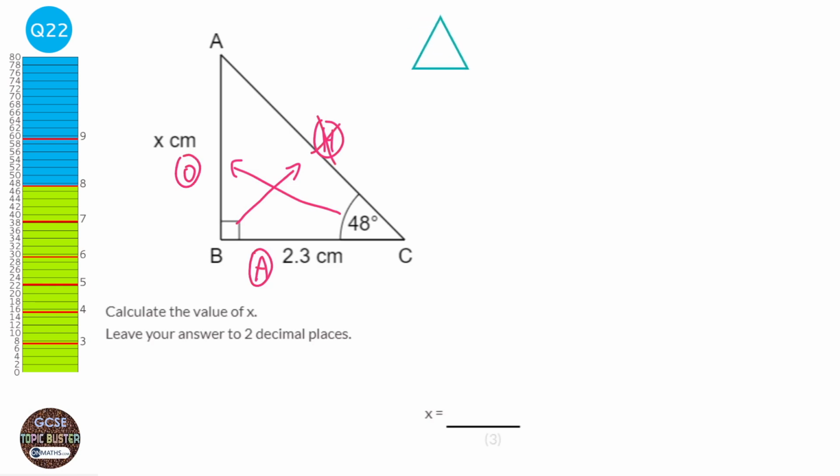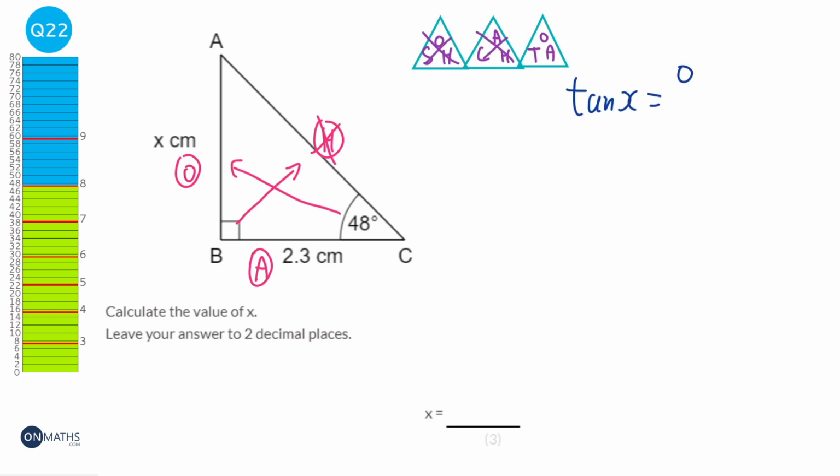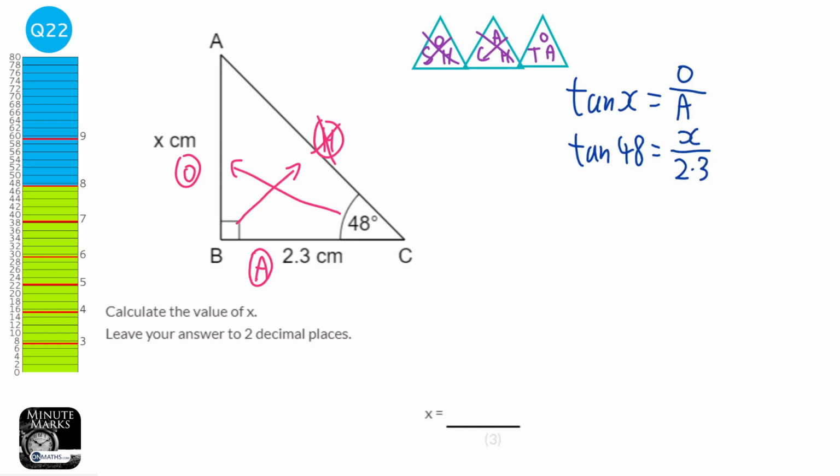And we're now going to just draw our SOHCAHTOA triangles. And we've crossed out the H, so it's not going to be SOH or CAH, it's going to be TOA, because TOA is the only one without an H. So it's going to be tan the angle equals the opposite over adjacent. So the angle is 48. So tan 48 equals the opposite, which is x, over 2.3. I'm going to put our lines in.